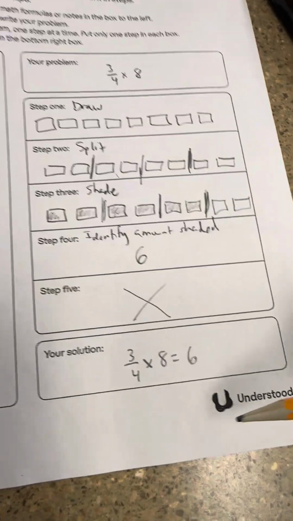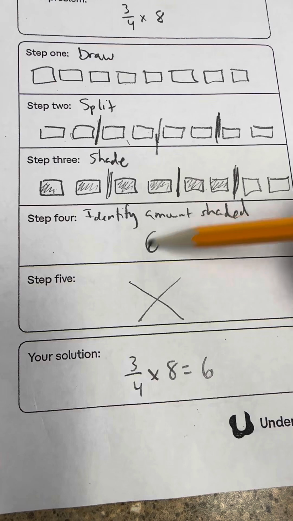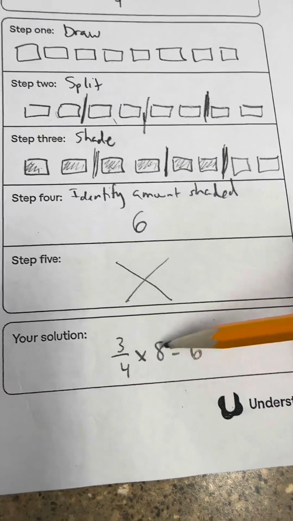And now you can see the final answer is just take the original problem, 3/4 times 8, write it at the bottom, and write down what it equals. So you can see we ended up with an answer of 6. So I put 3/4 times 8 is equal to 6.